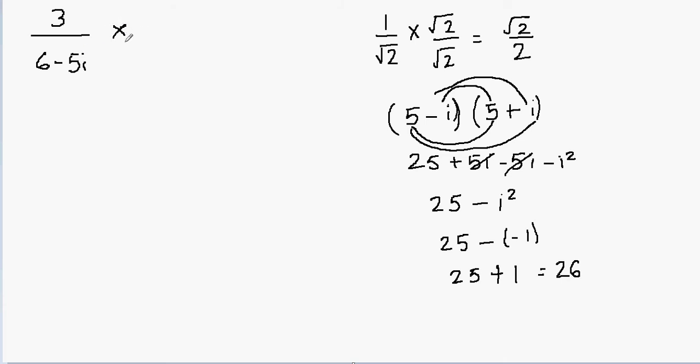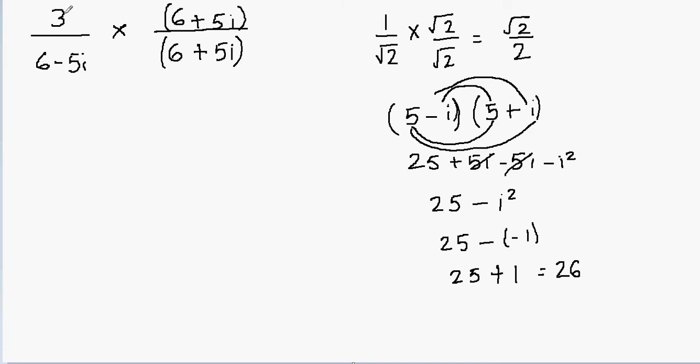Again, the conjugate is exactly the same binomial with the exact same terms, but with the opposite signs. So take the same terms, but with the opposite signs. I will multiply this by 6 plus 5i in the denominator and then in the numerator. You can see that I have multiplied in the numerator and denominator because I don't want to change the value of this fraction. That's why you have to multiply numerator and denominator.